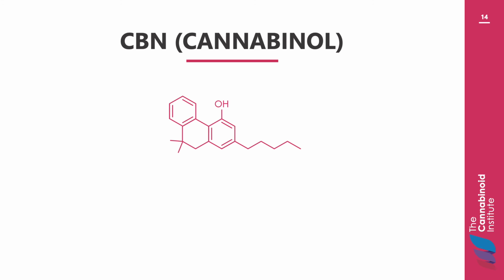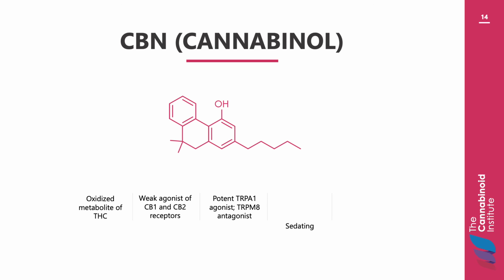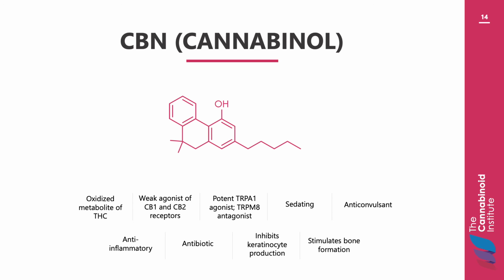As mentioned, CBN, or cannabinol, is not formed from CBG like the other cannabinoids, but is instead an oxidized metabolite of THC. CBN is a weak agonist at cannabinoid 1 and 2 receptors, is a potent TRPA1 agonist, and is an antagonist at the TRPM8 receptor. CBN is highly sedating and has also shown clinical activity as an anticonvulsant, anti-inflammatory, and antibiotic. Similar to CBG, CBN inhibits keratinocyte production. CBN has also been shown to stimulate bone formation, and research is currently being done on the potential use of CBN as an osteoporosis prevention and treatment agent.